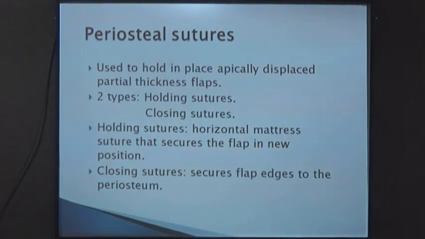Closing suture secures the flap edges to the periosteum. Understood? The periosteal suture is used to hold in place an apically displaced partial thickness flap. There are two types, holding sutures and closing sutures. The holding suture is a horizontal mattress suture which will hold the flap in a new position, whereas the closing suture secures the flap edges to the periosteum. Are you thorough about the periosteal suture?